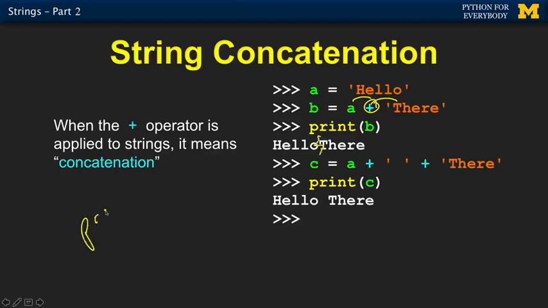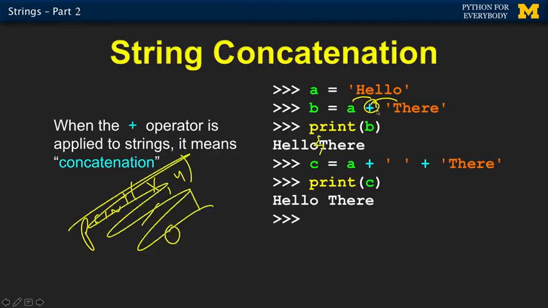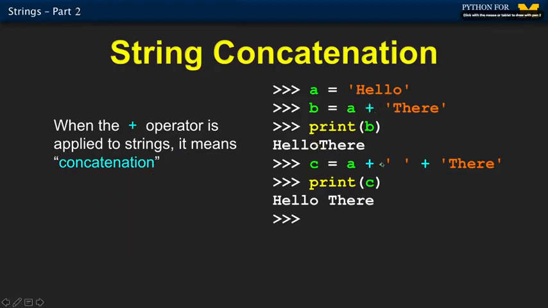If you say print x comma y, the two things come out and there's a space in between them, but that's not what's going to happen here. This plus says concatenate these two things, and it literally does it. So if you want to put a space in between, you have to say A concatenated with a space, concatenated with there, and so we've explicitly put the space in. So string concatenation truly concatenates the strings together.